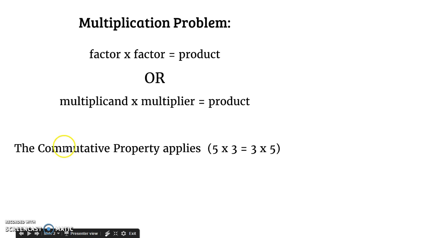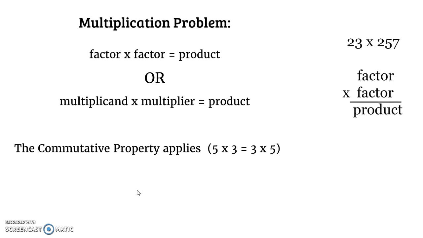The reason you don't see these two words that often is that the commutative property of multiplication does apply, which means that 5 times 3 is the same as 3 times 5. So since the numbers are interchangeable, they just figured to go ahead and stick with one common word, being factor, to describe both of the numbers in a multiplication problem.